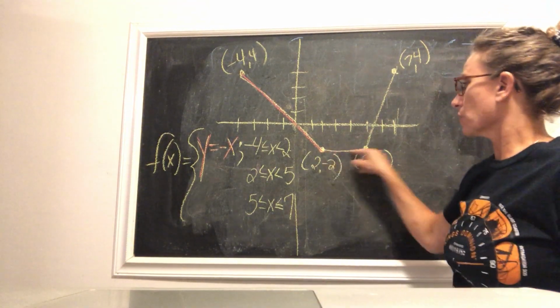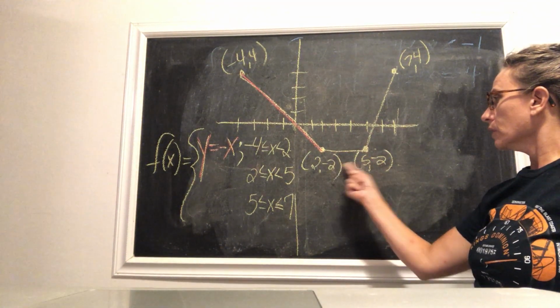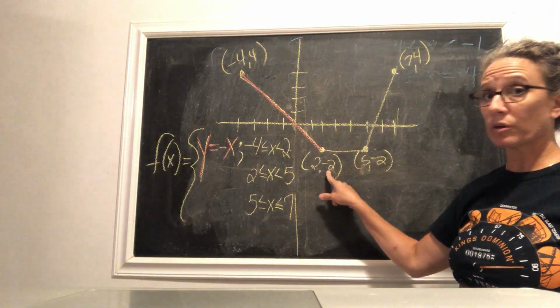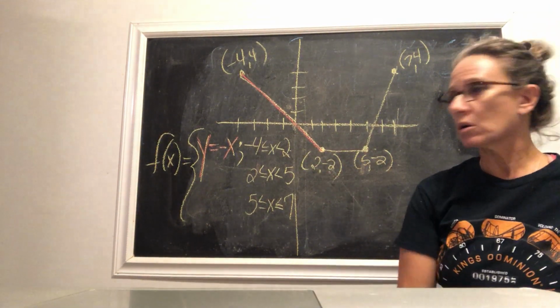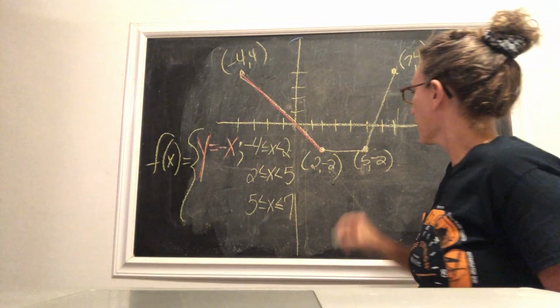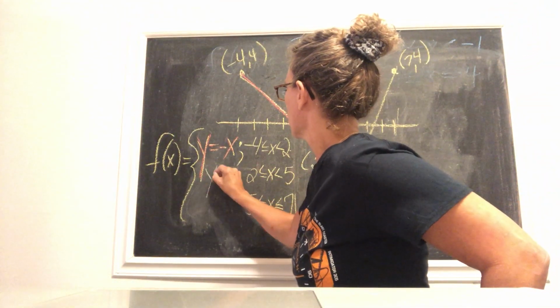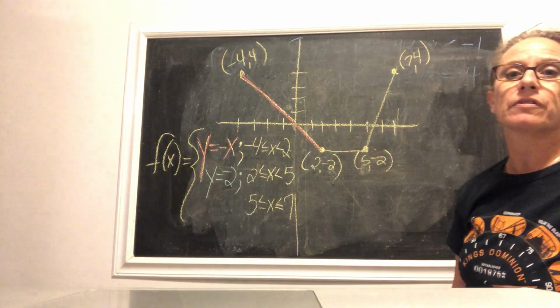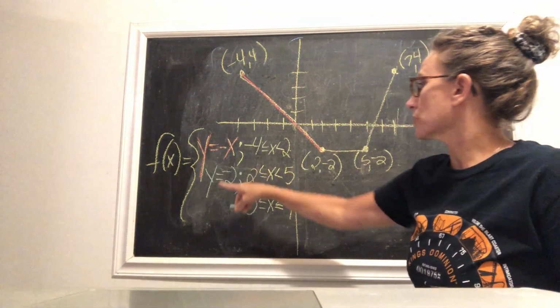All right, now it's horizontal. My y's stay the same. The x's change, the y's always stay. So what does y always equal? Y equals negative 2. And that's defined from 2 to 5. So y equals negative 2.